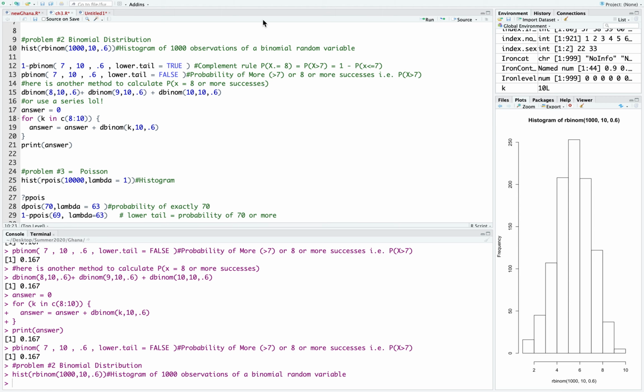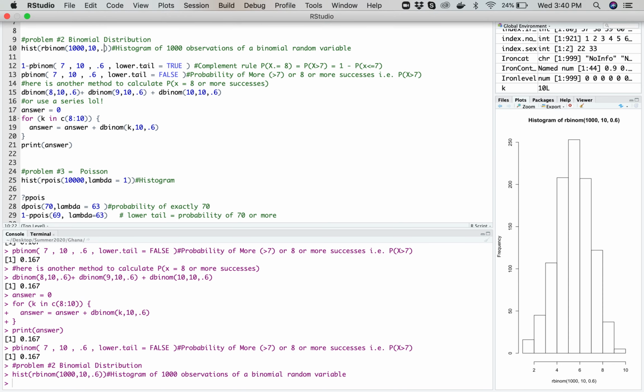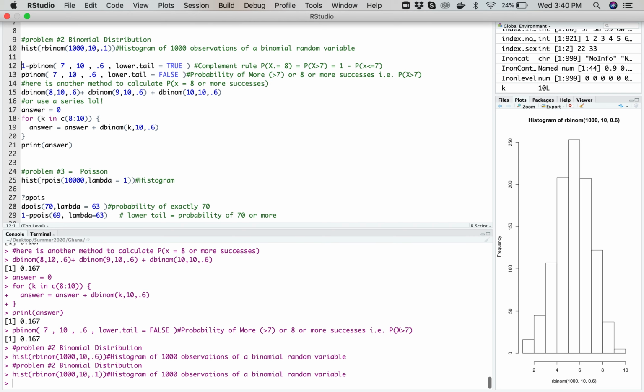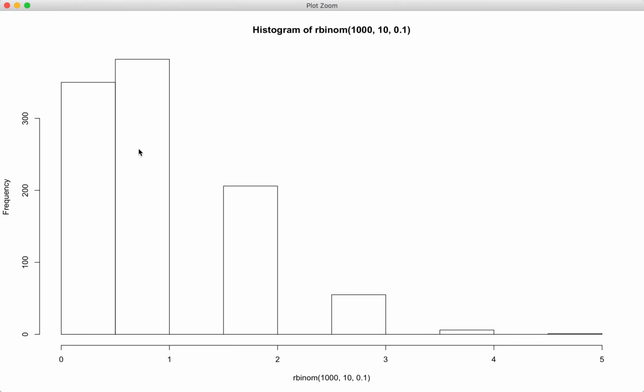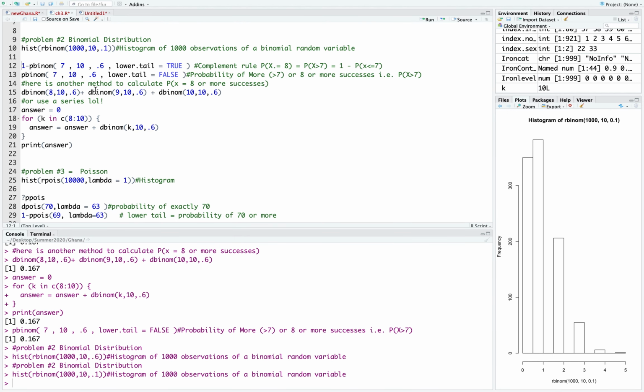Now if I change this value or this value, the 0.6 or the 10, it'll of course change what the histogram looks like. If I have 0.1, it's highly unlikely to have a success. I'm going to see something that's skewed. And in fact, that's what we see here, right? So we would see a lot of non-successes.